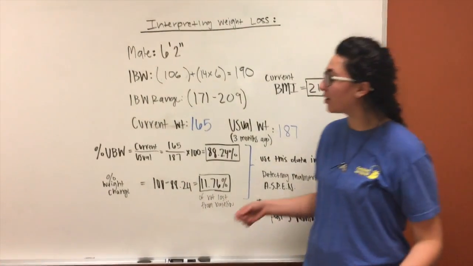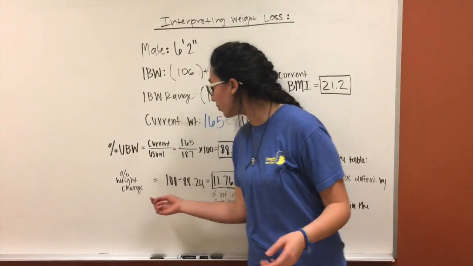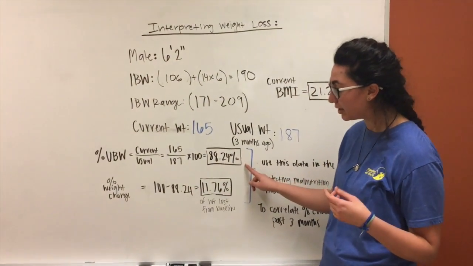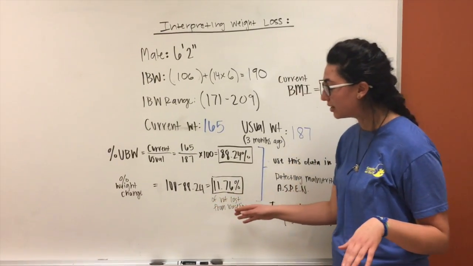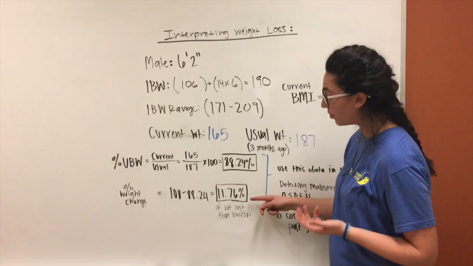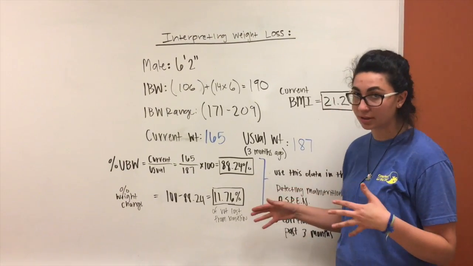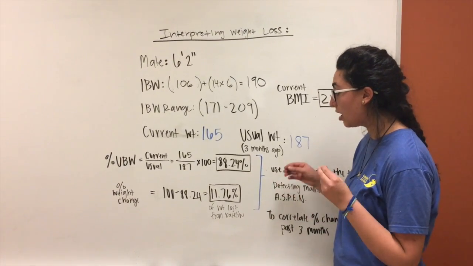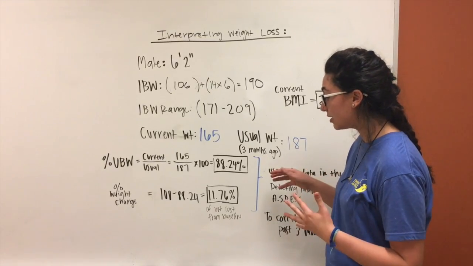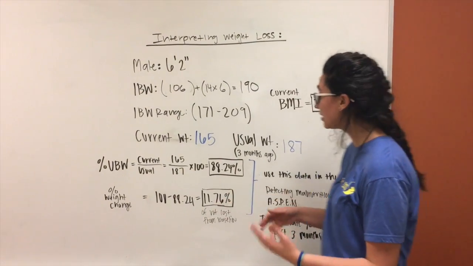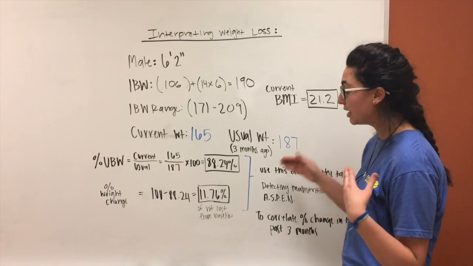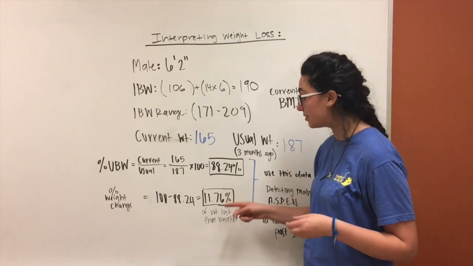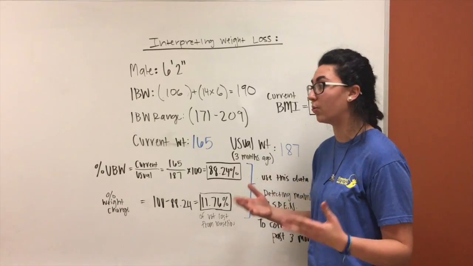Next we're going to calculate his percent weight change. What we're going to do is take this number right here and subtract it from 100. And once we do that, we're going to get 11.76. Now this number is the percent of weight lost from his baseline, and his baseline is his usual weight. So in the past 3 months, he has lost 11.76% of his overall weight.